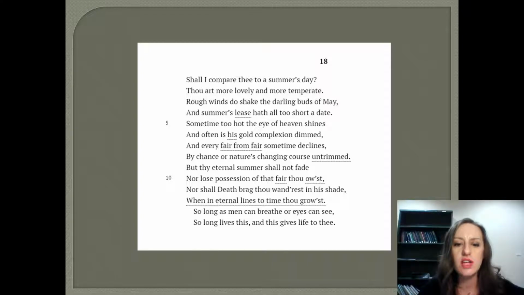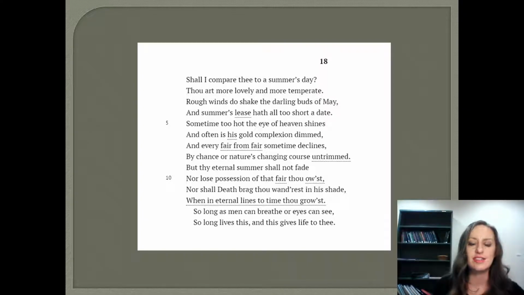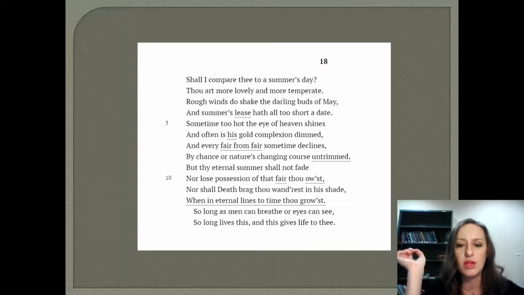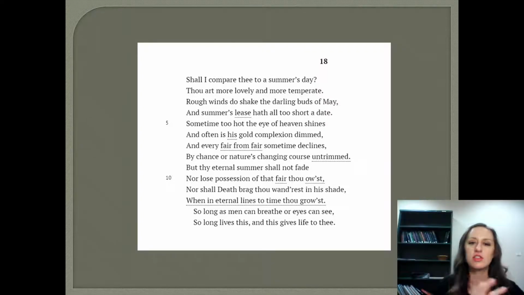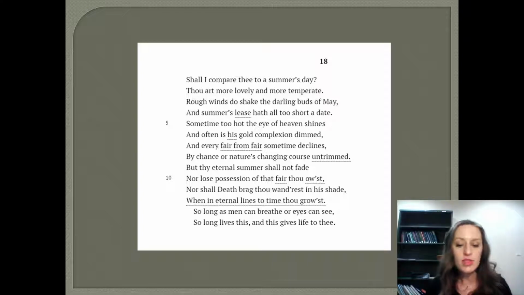So long as men can breathe or eyes can see, so long lives this, and by this he means this poem right here. So long as this poem exists and is read by men, gives life to thee. And there's lots of other poems that sort of work on this theme. This idea that the young man can live immortally in his poetry and by virtue of his pen forever, and that his beauty will live forever through his pen.